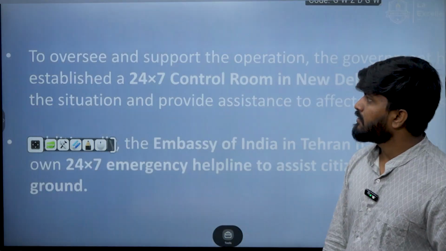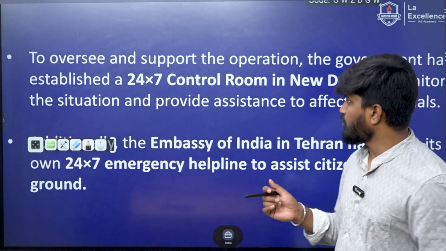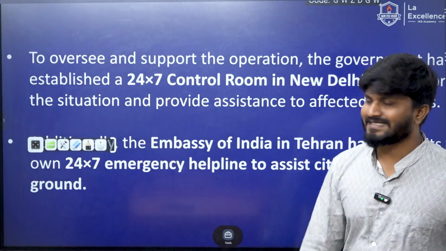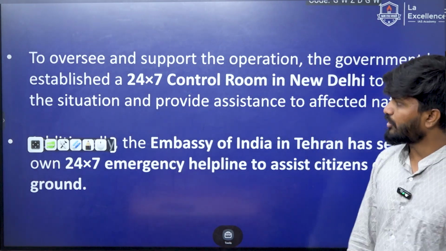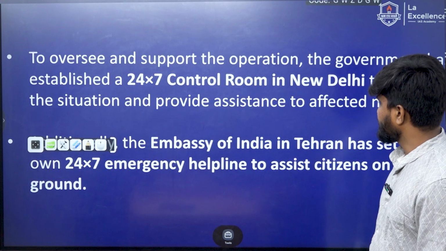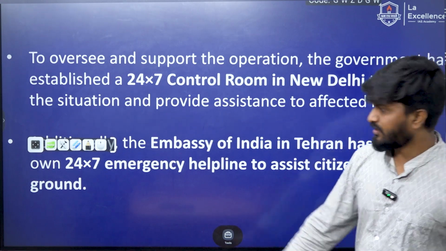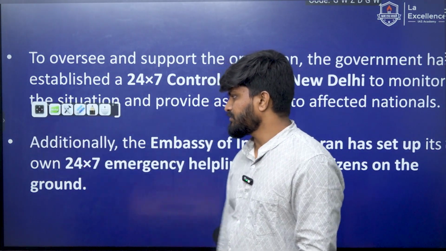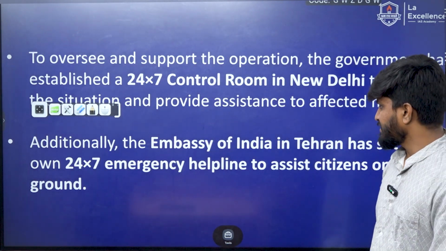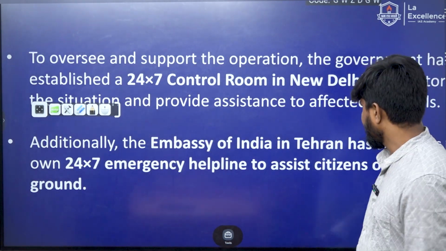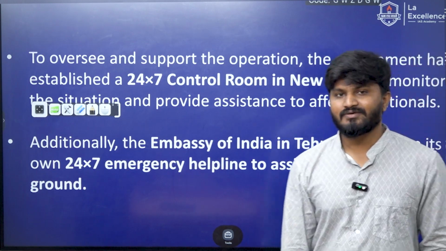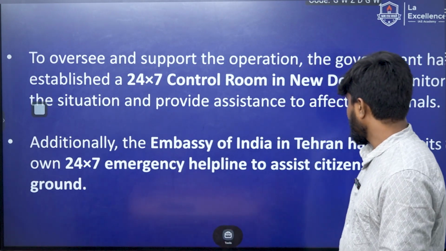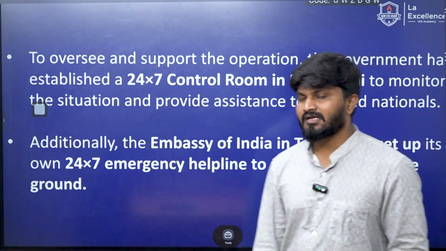Then, to oversee the operation, the government has established a 24/7 control room in New Delhi to monitor the situation and provide assistance to the affected nationals. Okay, not very significant, but just the news. And also, the Embassy of India in Tehran, the capital city of Iran, has set up its 24/7 emergency helpline to assist citizens on the ground.